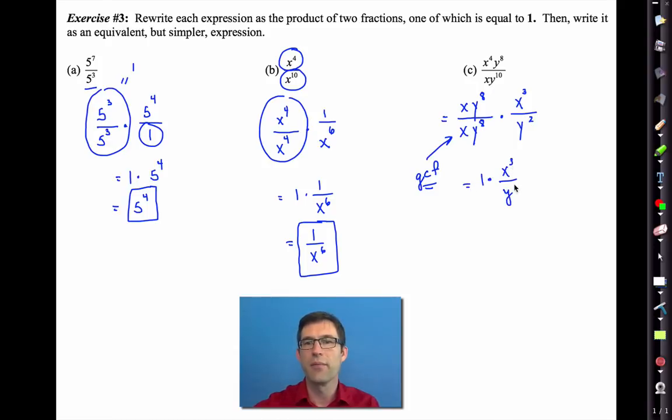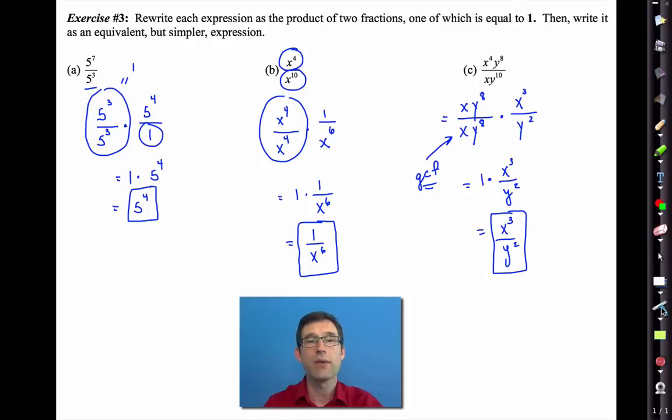That's x cubed divided by y squared. And so it simplifies into x cubed divided by y squared. All right, and that's it. Okay. The key, though, when you're separating these single fractions into two fractions, one of which is equal to 1, is to find that GCF, to find the largest term that sits inside both the numerator and denominator. Okay, and we'll get more work on that in even more complicated problems.